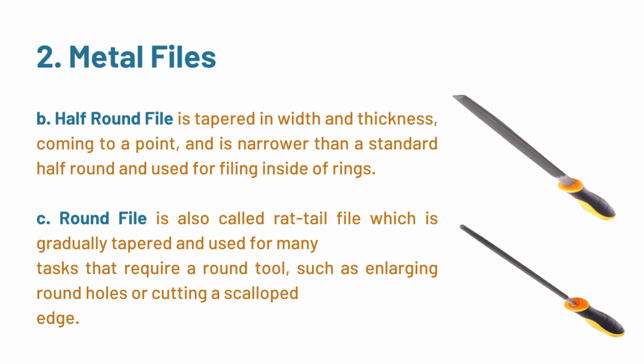And the third type is a round file. This is also called rat tail file, which is gradually tapered and used for many tasks that require a round tool, such as enlarging round holes or cutting a scalloped edge.